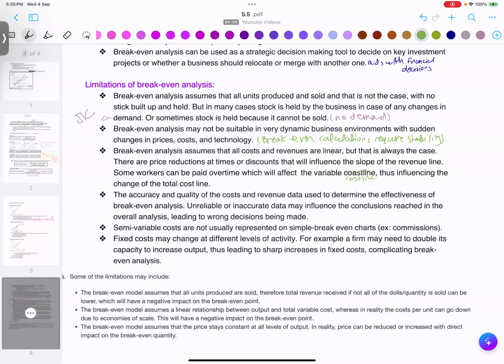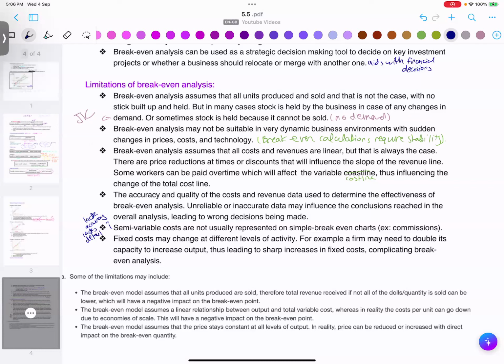The accuracy and quality of the cost and revenue data used determine the effectiveness of break-even analysis. Unreliable or inaccurate data may influence the conclusions reached in the overall analysis. Okay. Then you have semi-variable costs, such as commissions, which are not usually represented on the simple break-even chart. Not everything is on it. It's not 100% accurate. It lacks accuracy, lacks detail.